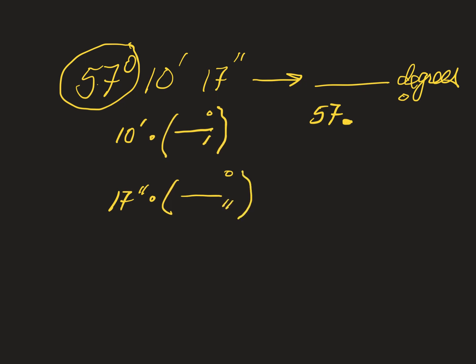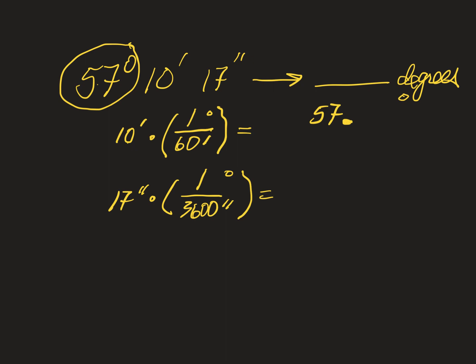But this comes from our earlier definition. We know 1 degree is 60 minutes, and 1 degree is 60 times 60 seconds, or 3,600 seconds. So we basically take the 10 times 1/60th, or the 10 divided by 60, and the 17 divided by 3,600. And that gives us our decimals. And so we'll do that.